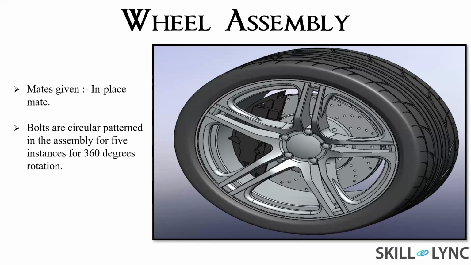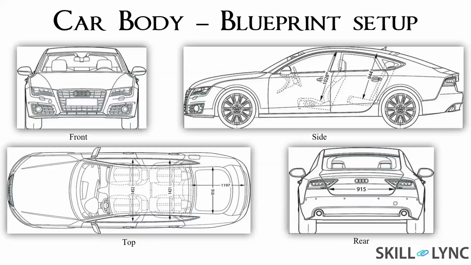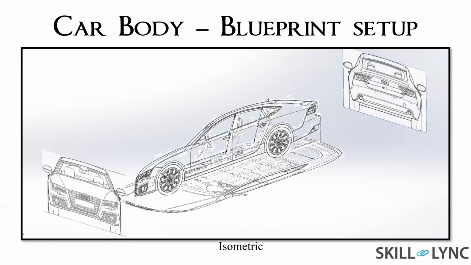After the wheel assembly was created, I went for the car body, and these were the blueprints that were selected for the car body. As you can see, there's a front, side, top, and rear. These were the blueprints that I used to create the car body. And this is how I set up the blueprints for the car body inside the working environment.